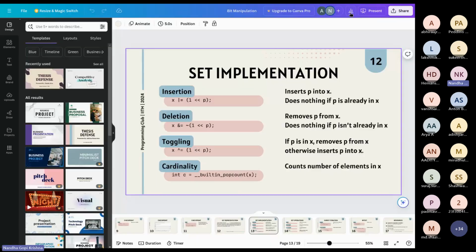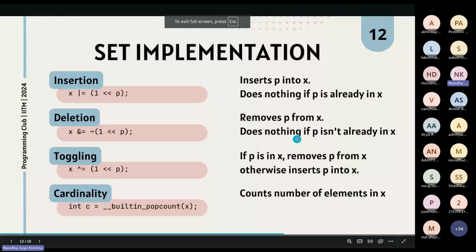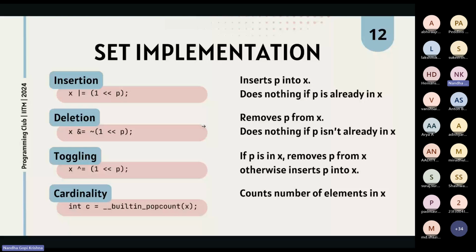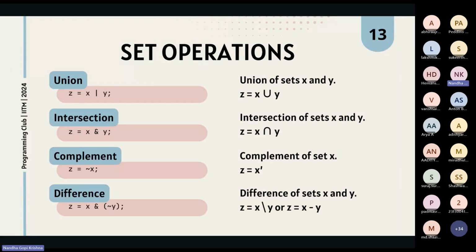Moving forward. So this is how you would implement basic set operations, I mean insertion, deletion, toggling, and cardinality. Now for some set operations that you might have learned in high school, there's union, which I hope you know what it does. Union simply makes a new set which contains all the elements of the other two sets. In this case, I'm taking two sets x and y, and I want z to be the union of x and y. How do we do that?